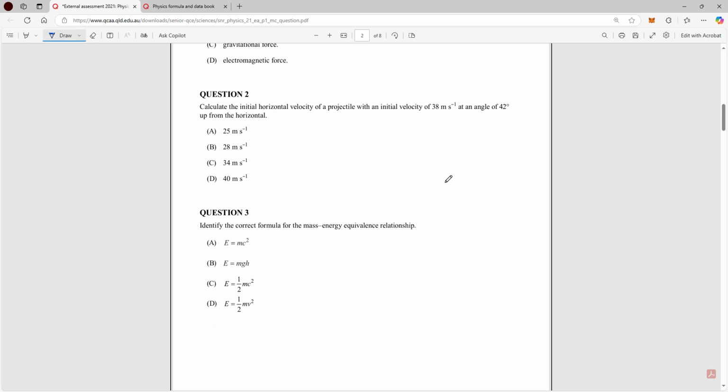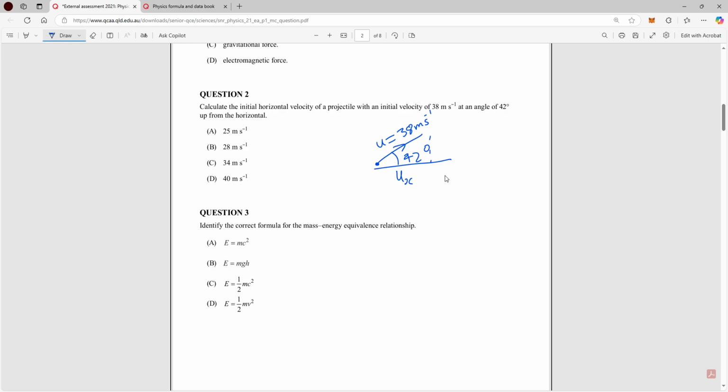Question 2. Calculate the initial horizontal velocity of a projectile with an initial velocity of 38 meters per second at an angle of 42 degrees up from the horizontal. If you have a projectile like this, with velocity 38 meters per second at 42 degrees up from the horizontal, the horizontal component is this one here. This is your u of x, your initial horizontal velocity, and that will be your constant velocity as well.